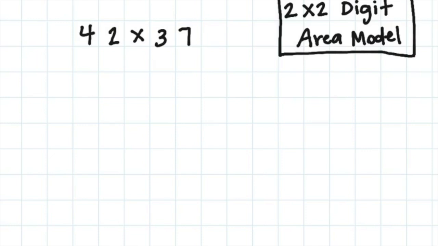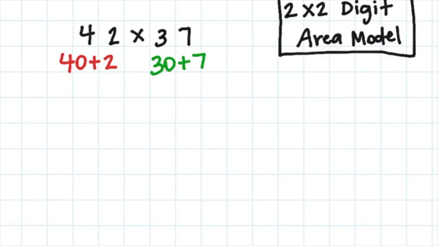For instance, the 4 in 42 is actually worth 40, and the 2, of course, in the ones place is worth 2. And likewise, that 3 is worth 30, while the 7 is worth 7. So it just reinforces the understanding of place value. And we always start by taking those numbers and writing them in that expanded form.